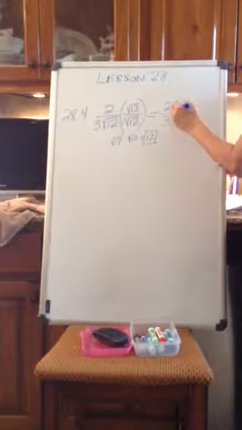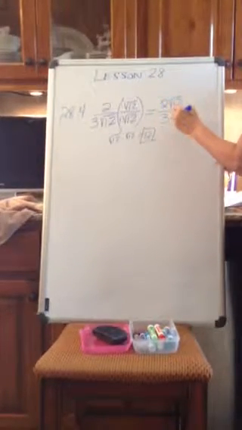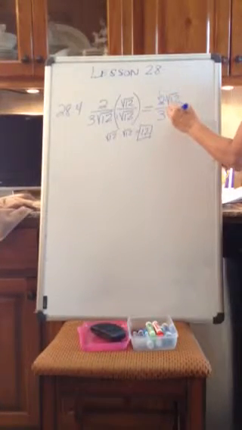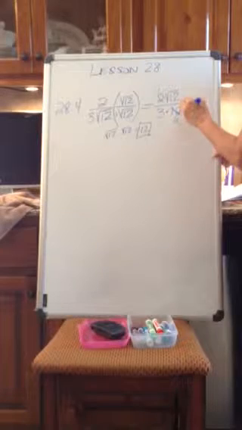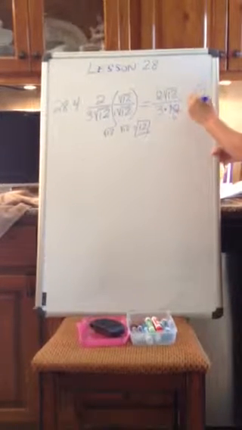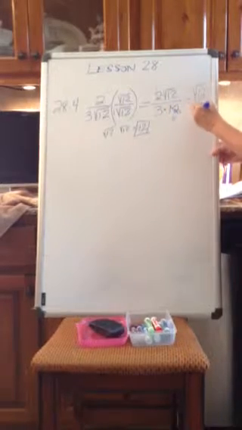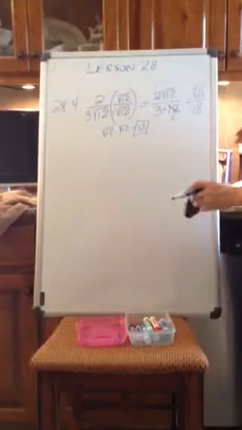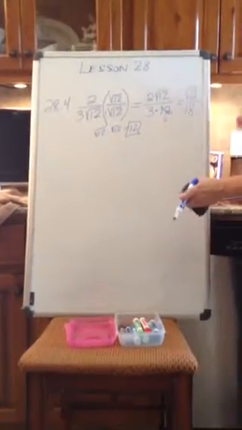I can't reduce my radical, but I can reduce my 2 and my 12 by 2. 2 goes into 2 one time. 2 goes into 12, 6. So I'm left with the square root of 12 over 3 times 6, which is 18. And I now have no radical in the denominator.